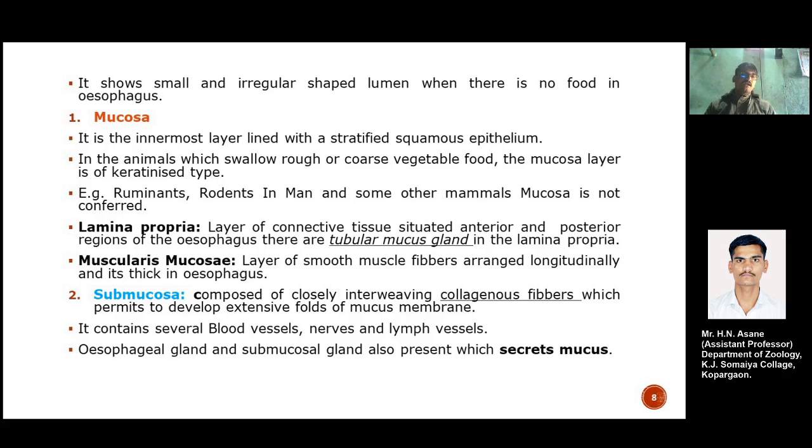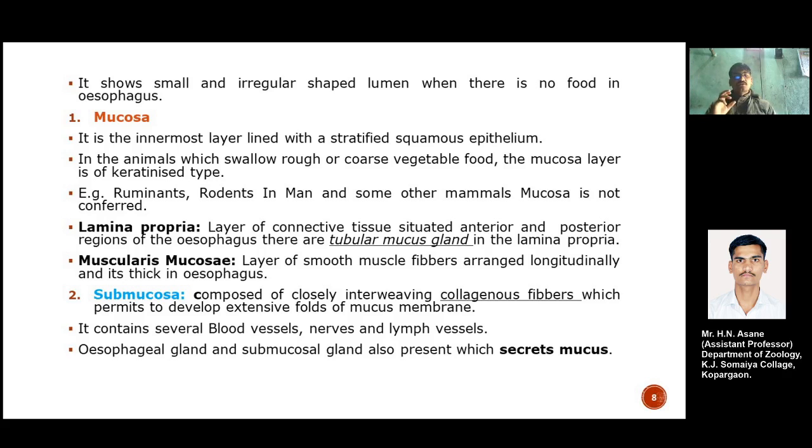Then the second layer, as I said the sequence will never change, will be the submucosa. The submucosa comprises closely interweaving collagenous fibers, which permit the development of extensive folds of the mucous membrane into the submucosa region, and those extensive folds provide extra surface.